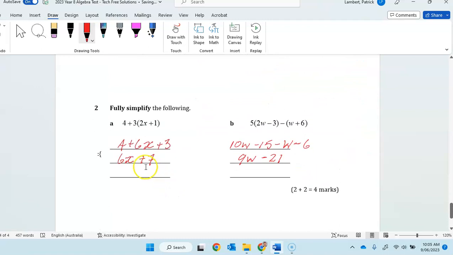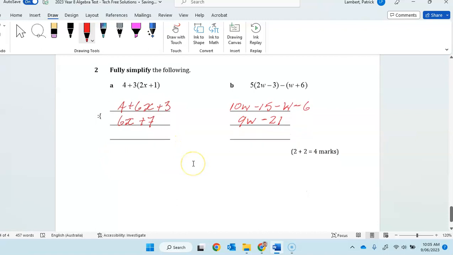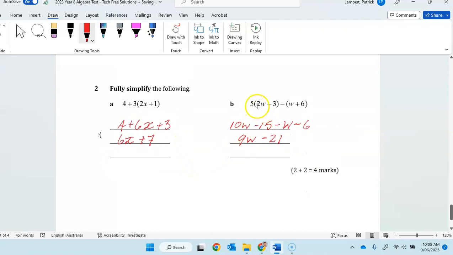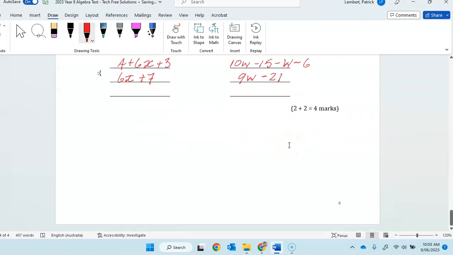Fully simplify the following. 4x plus 6x plus 3, 6x plus 7, and then 5 times 2w is 10w, minus 15, minus w, and then minus 6. So you've got 10w minus w is 9w, minus 21. Okay, so they're the solutions for our algebra test.